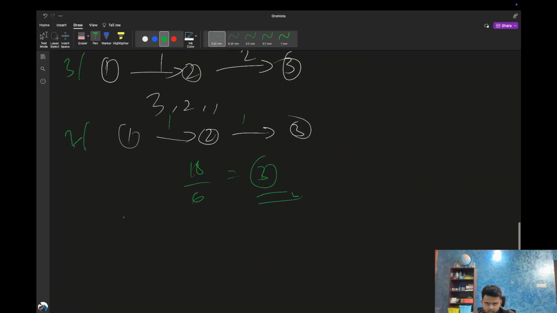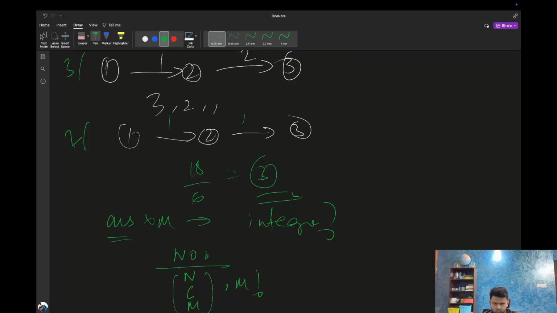Point is, why is ans times m an integer? So the answer is going to be of the form some number divided by n choose m times m factorial. Now you're saying that this times the sum of the numbers times n choose m times m is an integer.